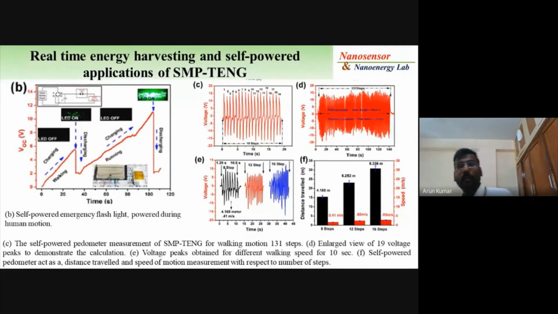So the next important thing here is that the same device we can use for a pedometer. Nowadays, an inbuilt pedometer is there, coming in the mobile phone, but our concept is, see here, we have only an electrical signal, the voltage signal. From that, we are converting into a pedometer. How? For one step, you will get one peak. So this is for around 19 steps. You got 19 peaks, right?